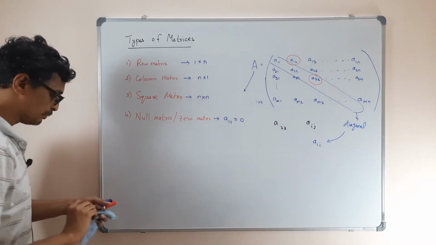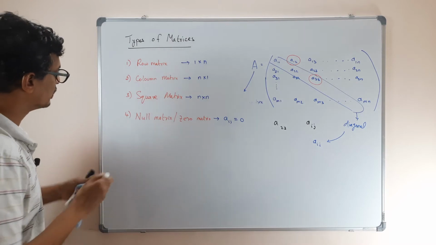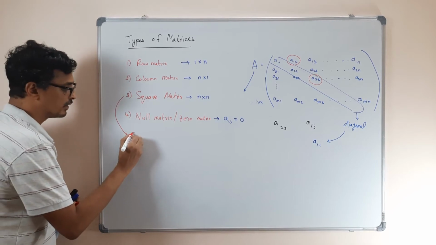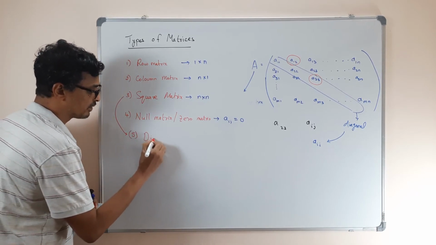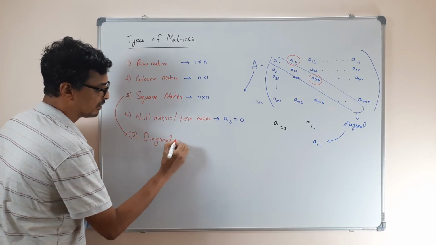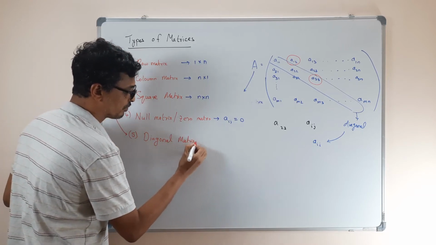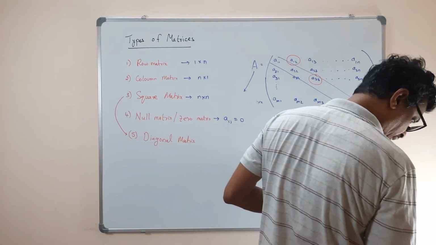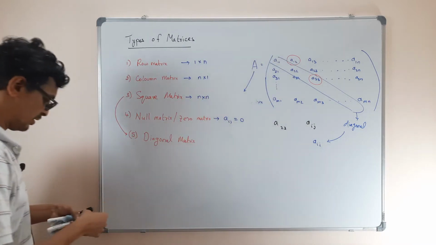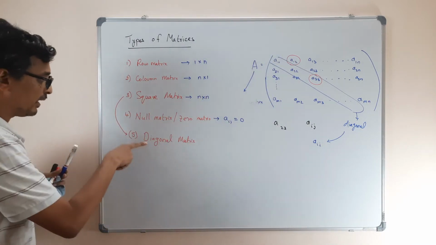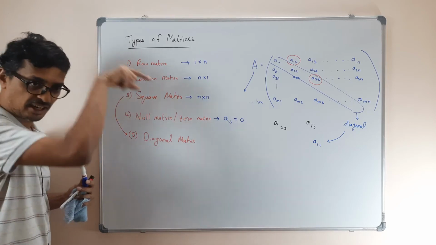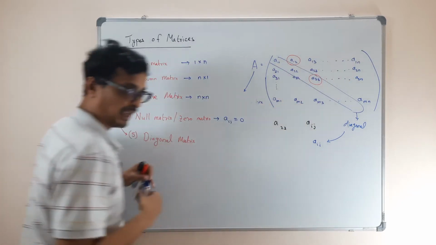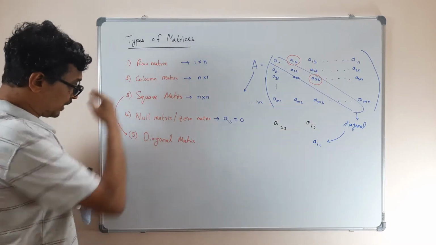And then there is something called, actually they both are connected. The fifth one is connected to the square matrix. That fifth one you call a diagonal matrix. What's a diagonal matrix? Because a diagonal matrix happens only for a square matrix, only there will diagonal elements come. Otherwise your rows and columns will not match. You can't write a diagonal.